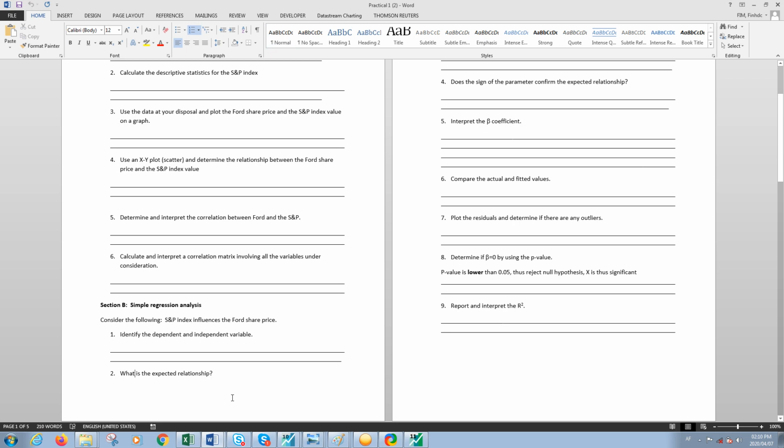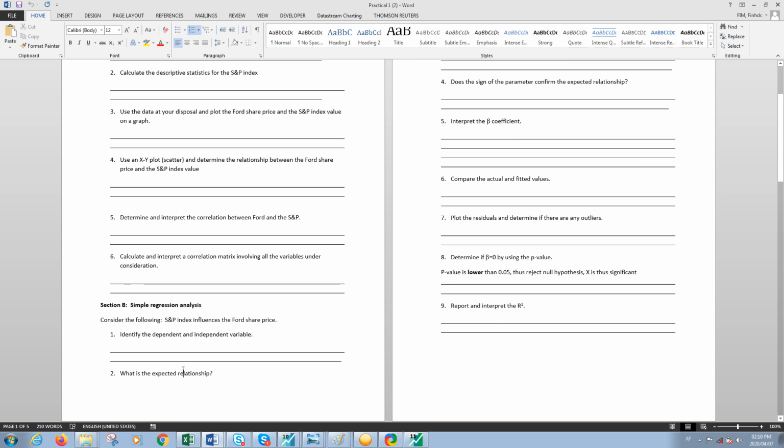Now it asks you to express or say what your expected relationship is. What's the expected relationship between S&P and the Ford share price? We expect that as the S&P goes up, the Ford share price goes up as well. So as the index moves up, we expect that the Ford share price, the individual stock, will move together with our S&P. So we expect a positive relationship.